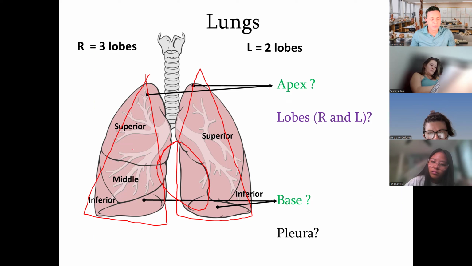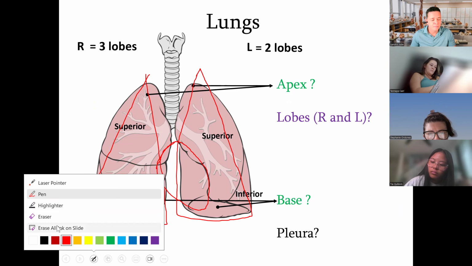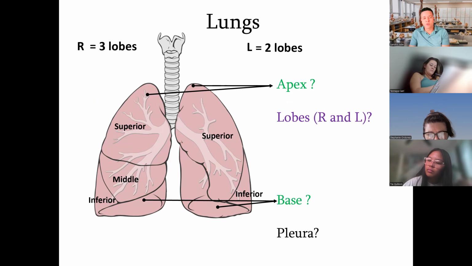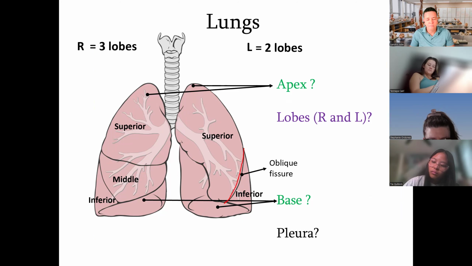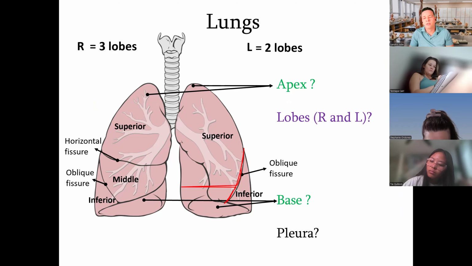Now, the lobes of the lungs are separated by lines, what we call the fissures. Separating the superior from the inferior lobe on the left lung, we're going to find what is called the oblique fissure, this line right here. And then on the right lung, we're going to find both a horizontal fissure as well as an oblique fissure, okay? The horizontal fissure separates the superior from the middle lobe on the right lung, and the oblique fissure separates the middle lobe from the inferior lobe on the right lung, right? Any questions?